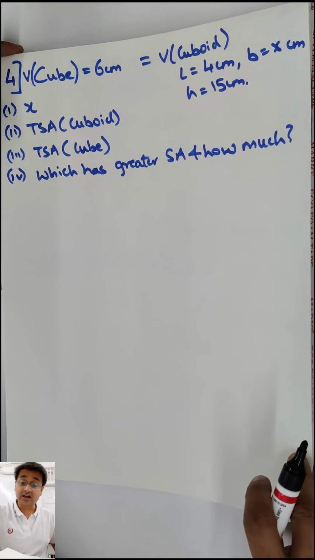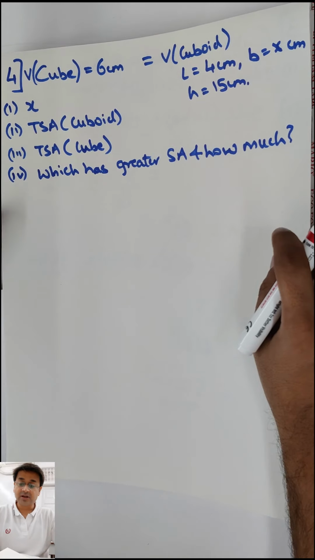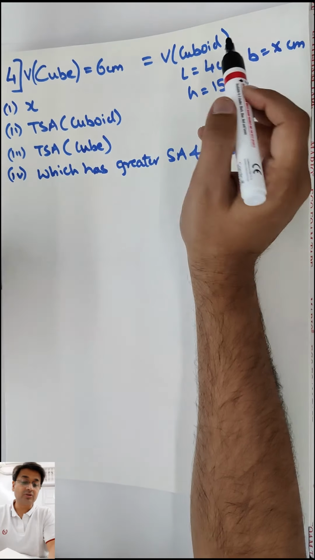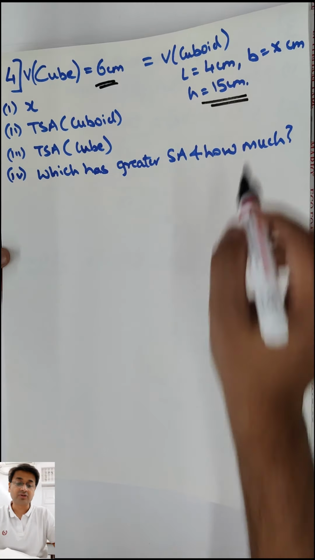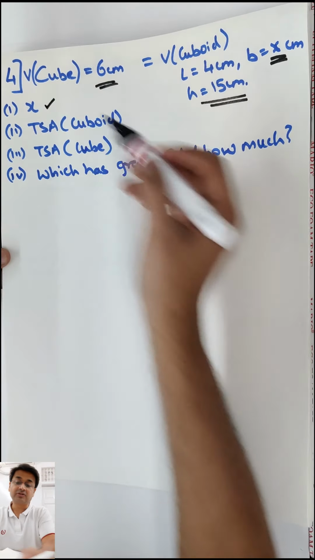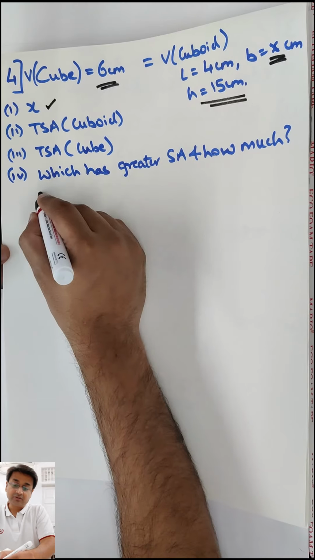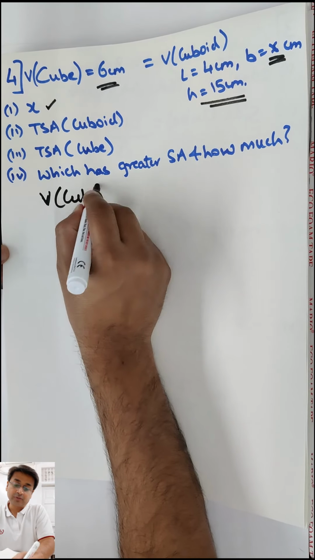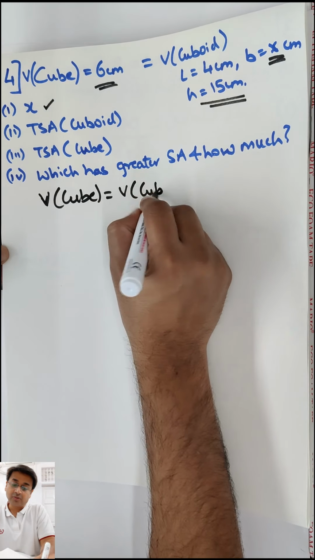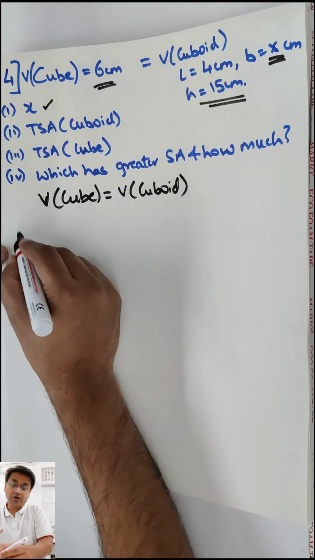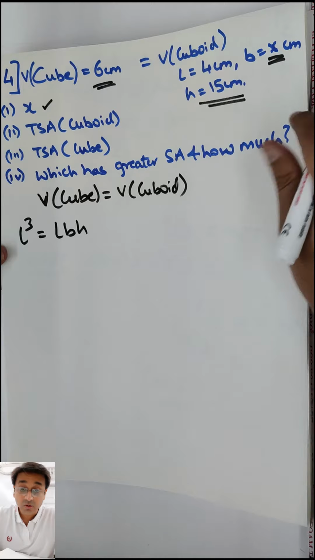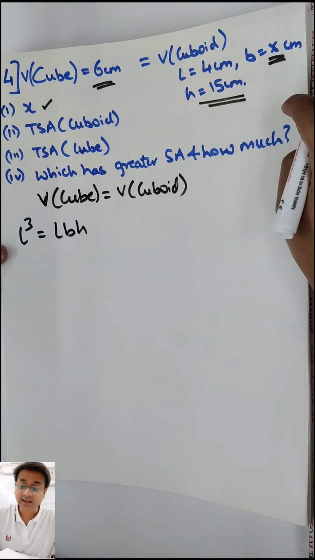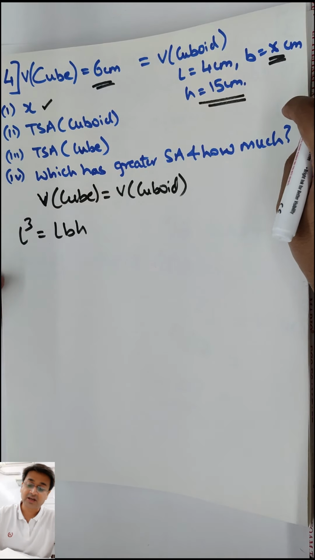Sum number 4. Put a star beside it. It's a good question. They say that the volume of the cube is equal to the volume of the cuboid, and these are the dimensions for the cuboid and the dimensions for the cube. This x is missing, which is the first thing you have to find. So we will say volume of the cube is equal to volume of cuboid. So volume of cube is L cube, cuboid is LBH. Come on, pause the video, substitute everything, get the answer correct, and then look out for the other parts.